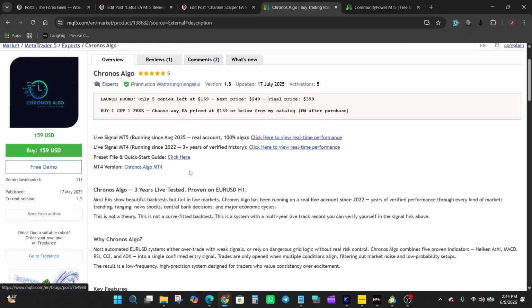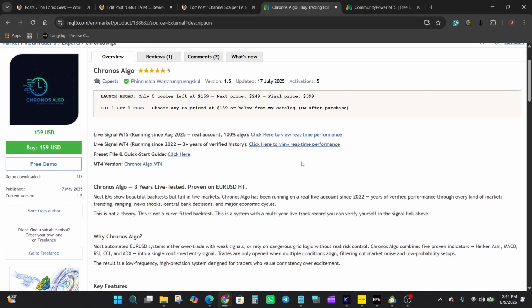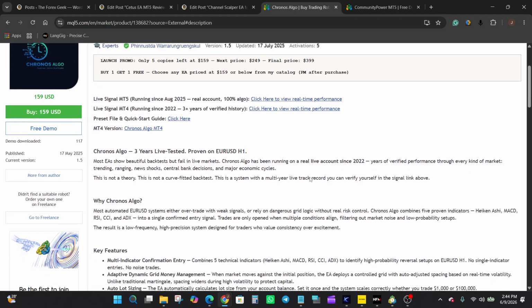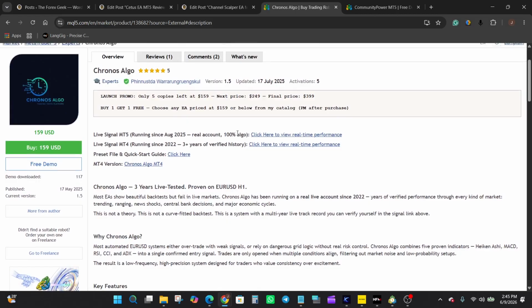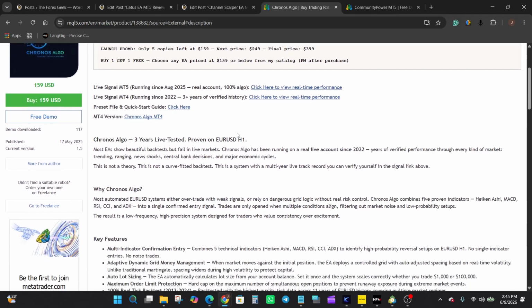Looking at the description, Chronos Algo is built around an EURUSD H1 strategy, and it emphasizes that it has been tested and run on live accounts over multiple years, starting from 2022. The focus here is clearly on long-term live performance rather than just short-term back testing.